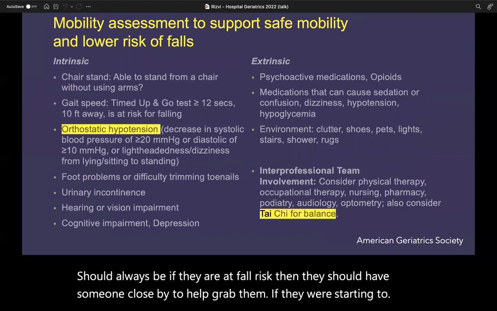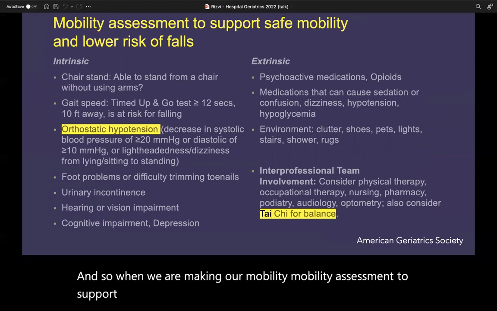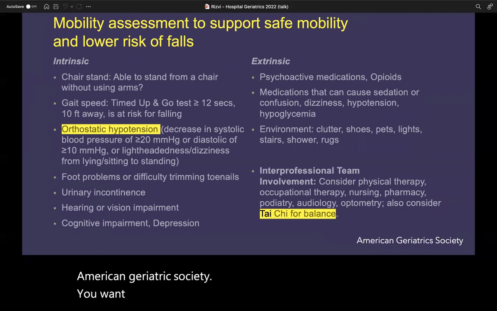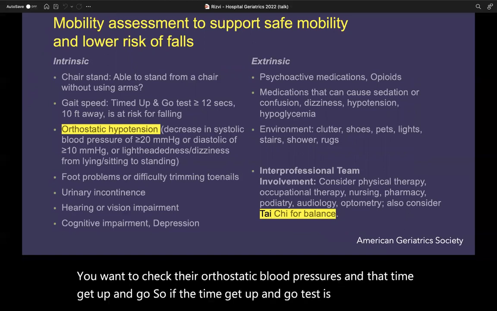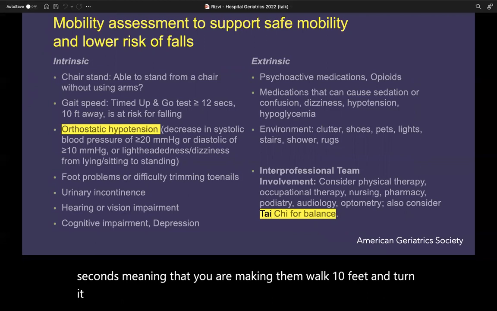And so when we are making our mobility assessment to support safe mobility and lower risk of falls in the hospital per American Geriatric Society, you want to check their orthostatic blood pressures and a timed get up and go. So if the timed get up and go test is more than 12 seconds, meaning that you are making them walk 10 feet and turn back, and that is more than 12 seconds, the patient is at a higher risk of falls.